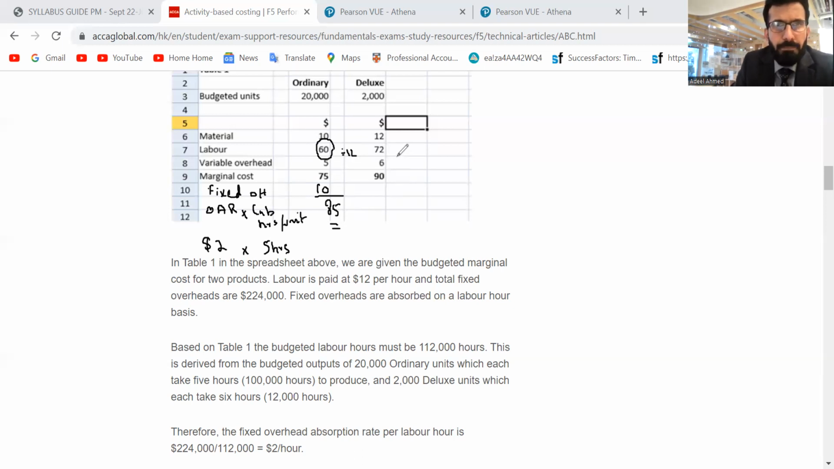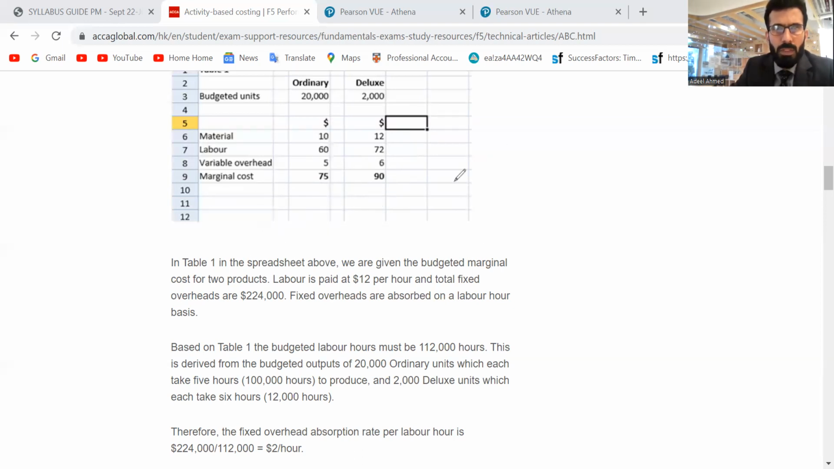And similarly, as we calculated earlier, 6 hours are required to make 1 unit of the other product. So using the same overhead absorption rate of 2 based on 6 hours, it would be $12 per unit as an indirect cost for product deluxe. And that would turn out to be a total of 102 as a full production cost per unit, right?